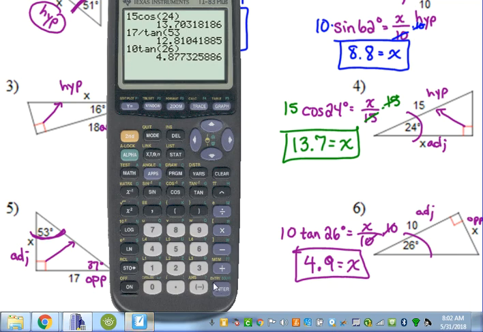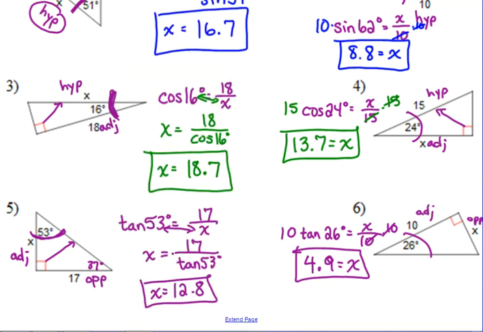And that makes sense because 26 is definitely smaller than that other angle, so it should be the smaller side.